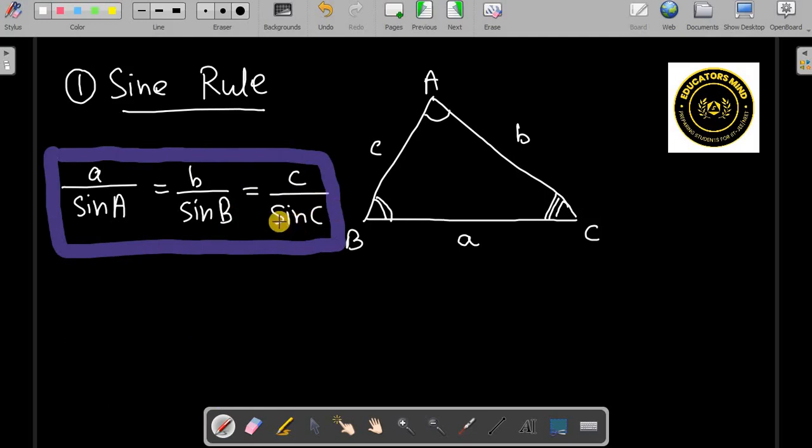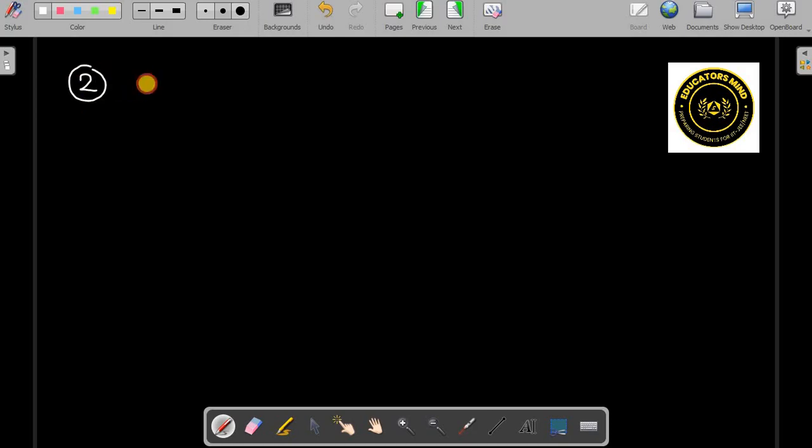Okay, so we can see the ratio of sine A, sine B, sine C. It is A is to B is to C. Okay, so the ratio of sine A is to sine B is to sine C is equal to A is to B is to C. Then what is the cos rule, that we will see. Second is the cosine rule.